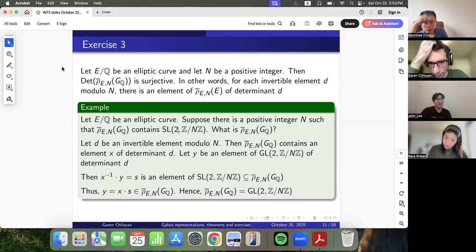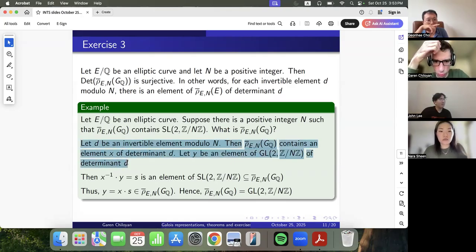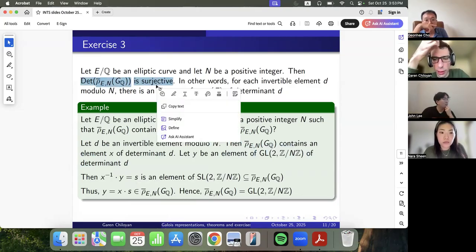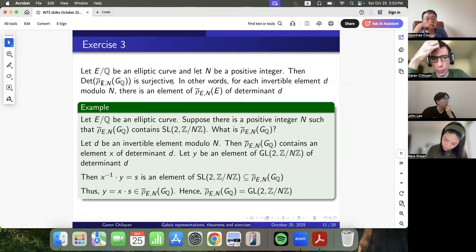In your second line, what is the meaning of the determinant being surjective? I'm not talking about the example. So for every invertible element modulo n, the image of the mod n Galois representation will contain a matrix of determinant D.